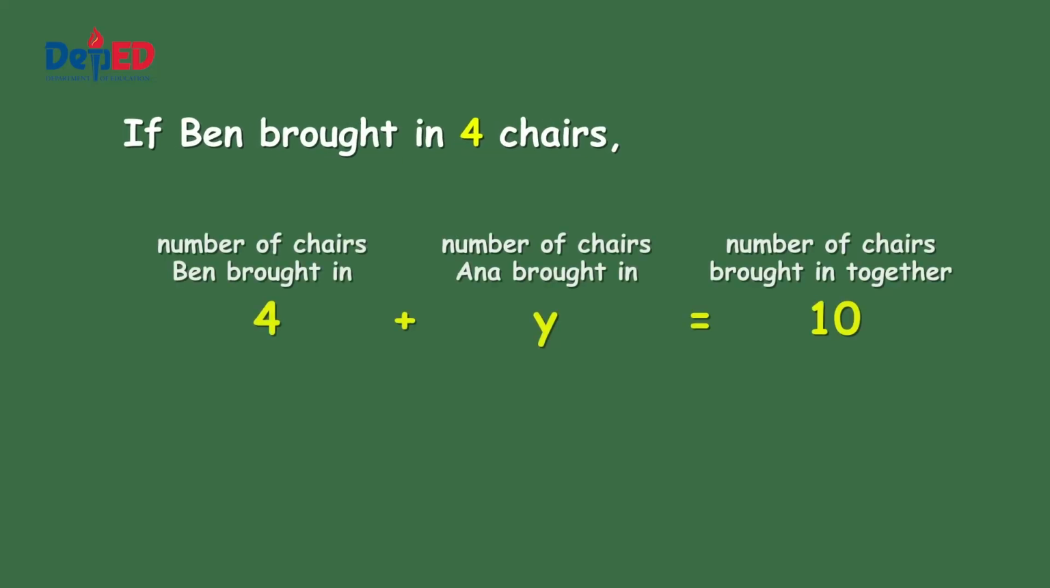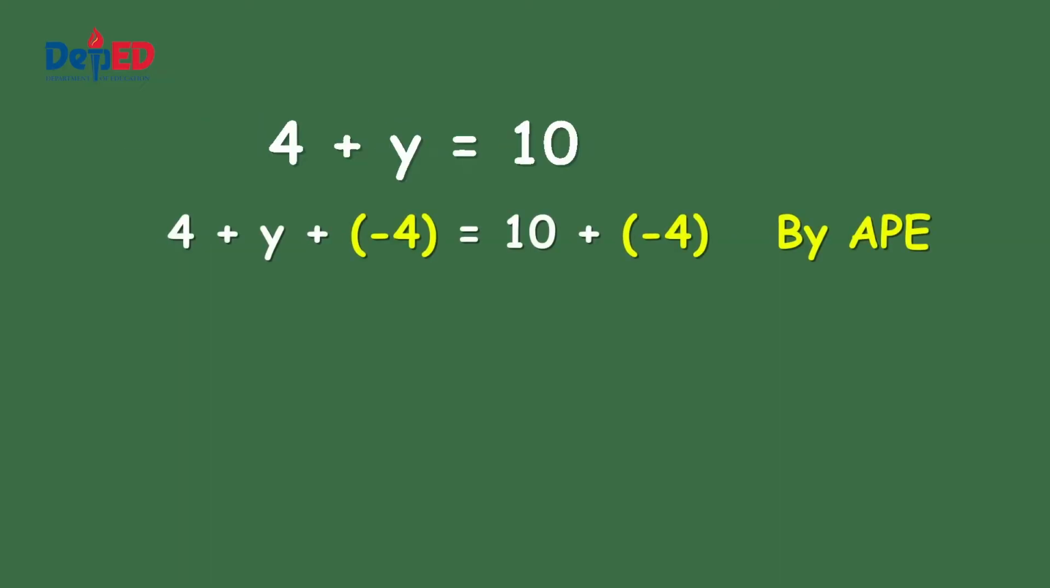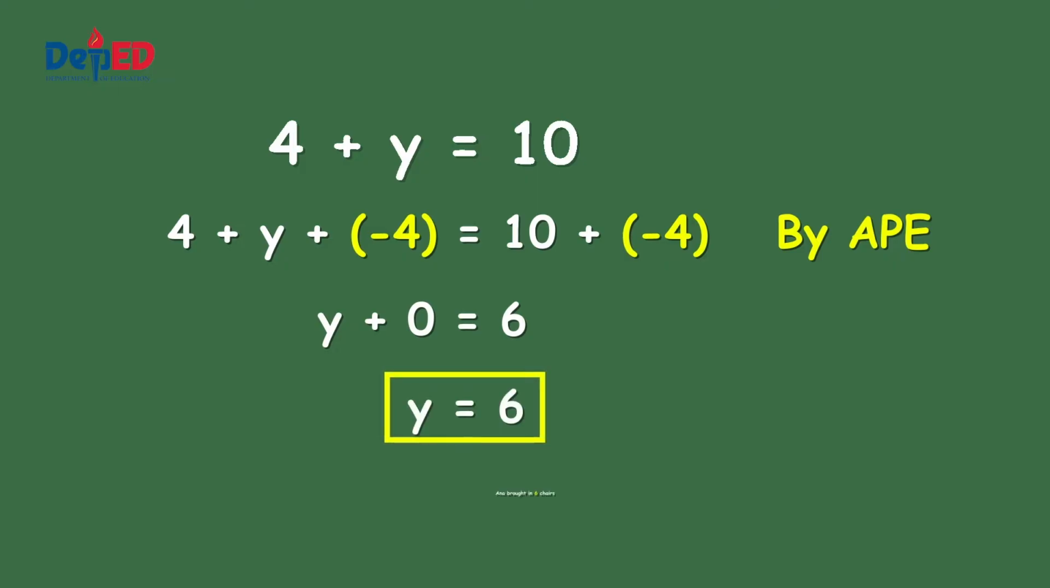Now, when Ben brought in 4 chairs, our equation becomes 4 plus y equals 10. So we solve for the value of y. By APE, we add negative 4 on both sides, which will give us a result of y equals 6. We now know that Anna brought in 6 chairs.